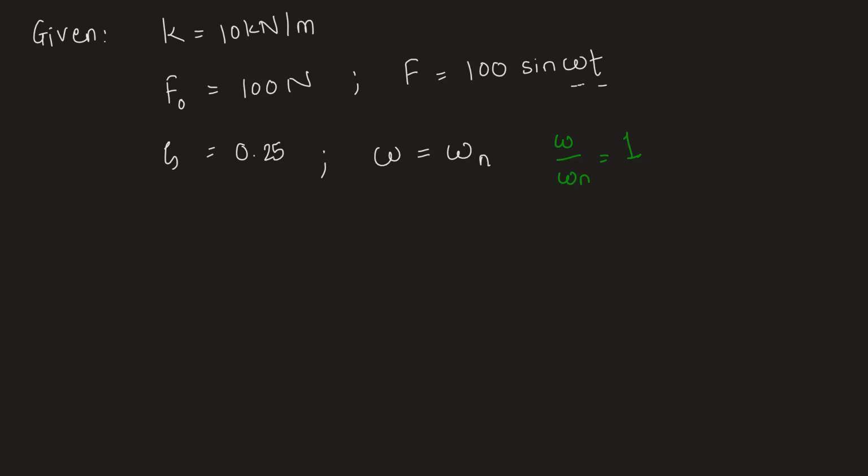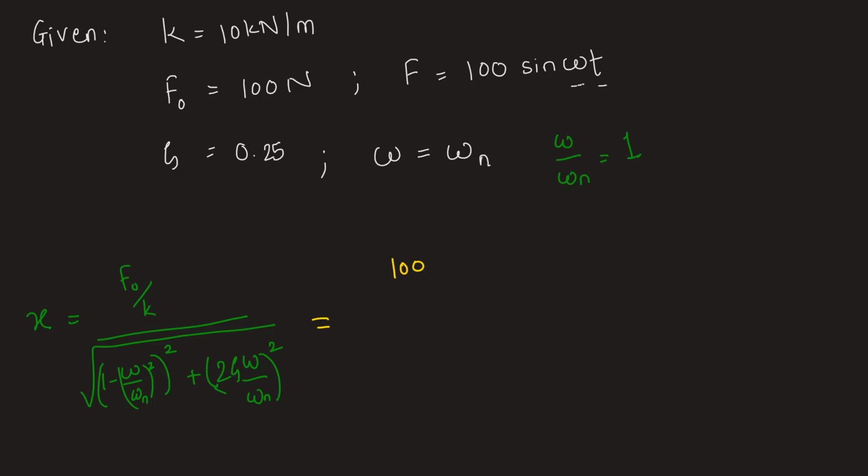Now, in order to find out the amplitude of steady state oscillation, we use the formula x equal to F naught by k upon root over (1 minus (omega by omega n) square) whole square, plus (2 zeta omega by omega n) whole square. This formula you should know beforehand to solve this problem. Now let's substitute the values here and find out amplitude.